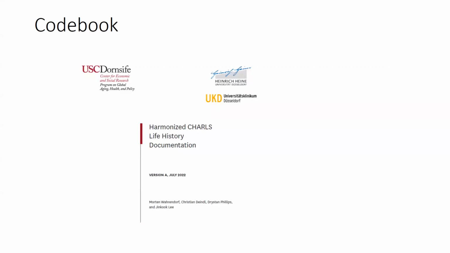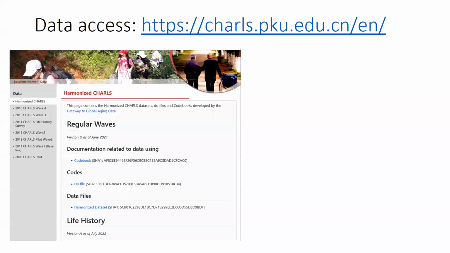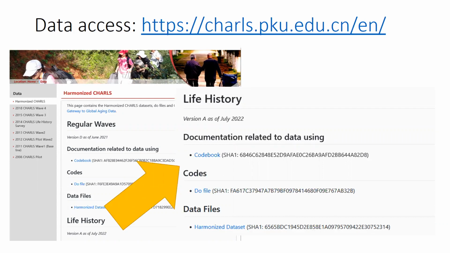This is the code book for the Harmonized CHARLS Life History. You can download this from the CHARLS web page, from the CHARLS homepage. You simply go to Harmonized CHARLS, and then below you can click on Life Histories, and then you can download the code book, the do file, but you can also download the harmonized data set. So if you are fine with what we did with the data and you just want to use the harmonized data as it is, you can simply download the data.